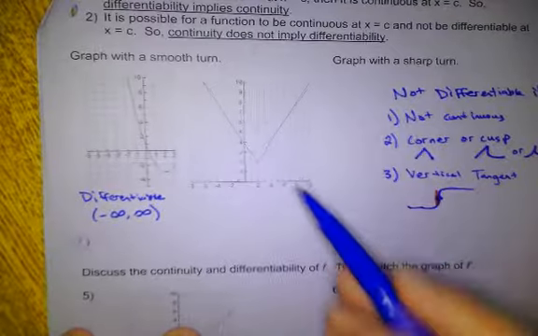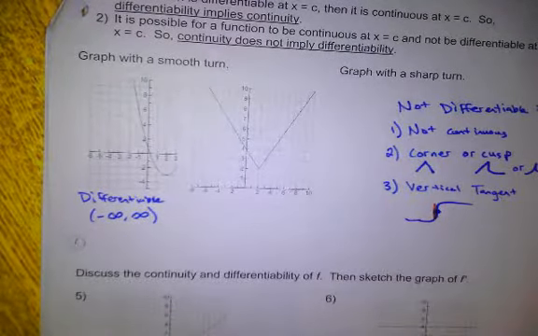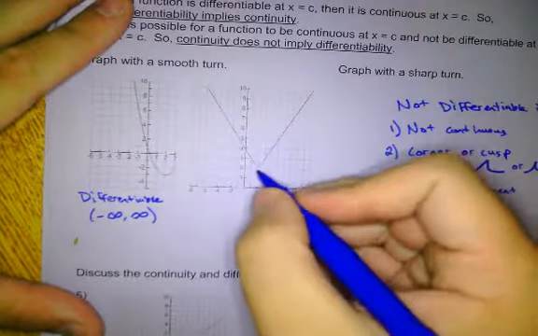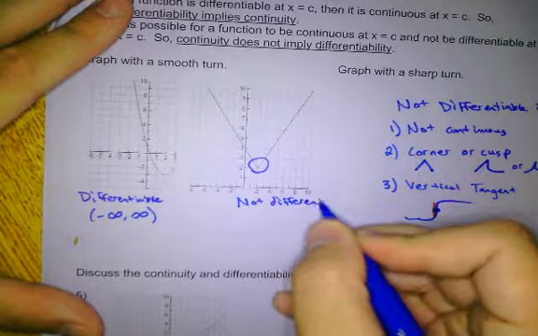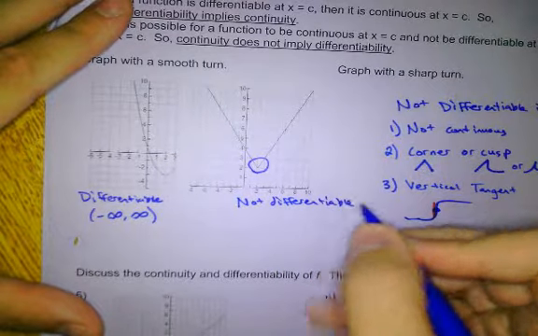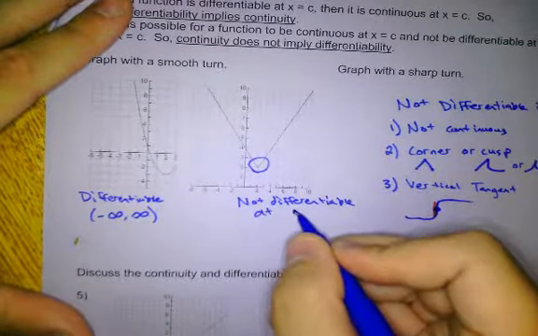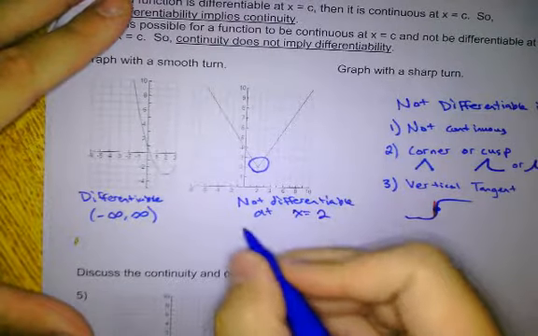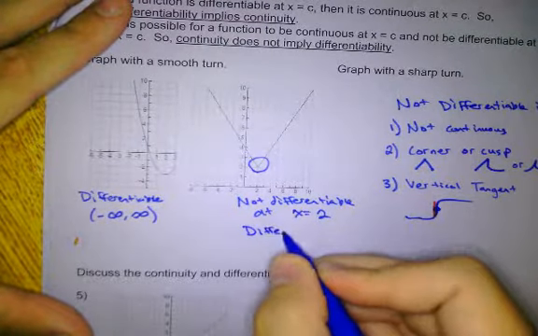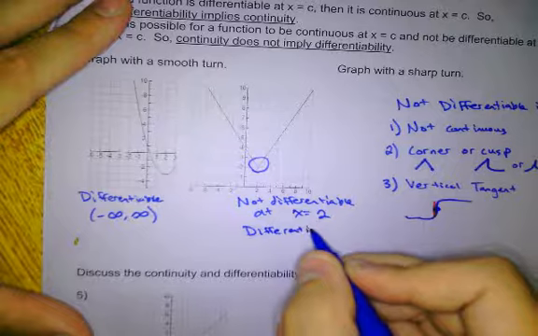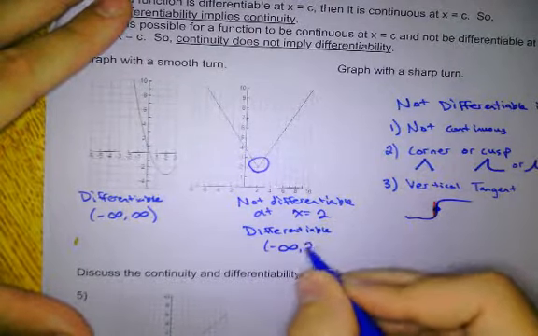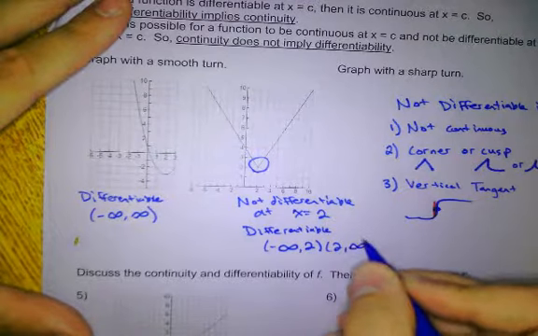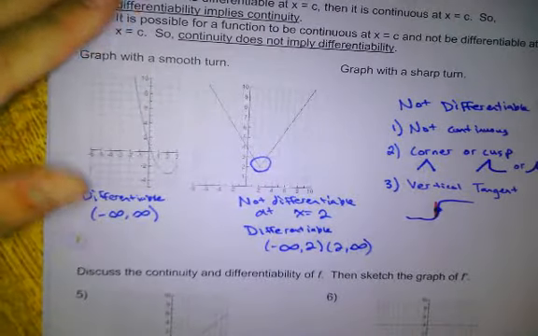The second one, is this guy differentiable? Where's it not differentiable at? At 2. So, where is it differentiable? From negative infinity until 2, and then 2 to infinity.